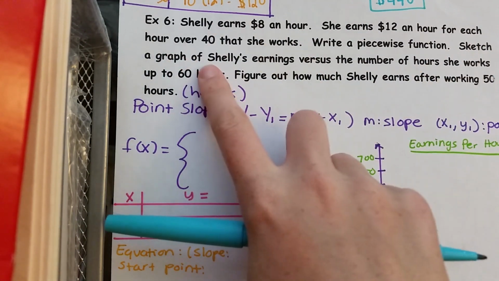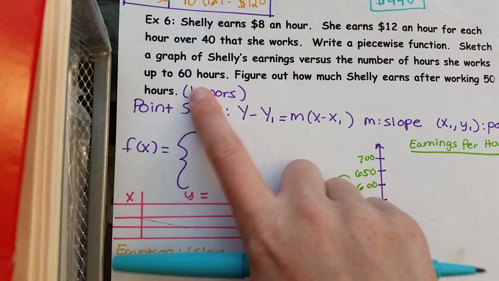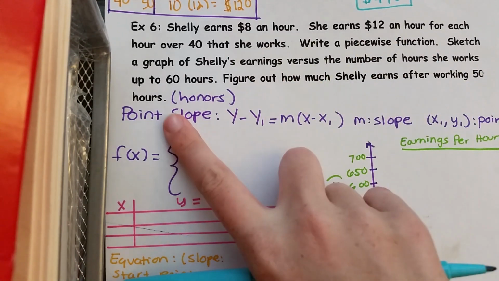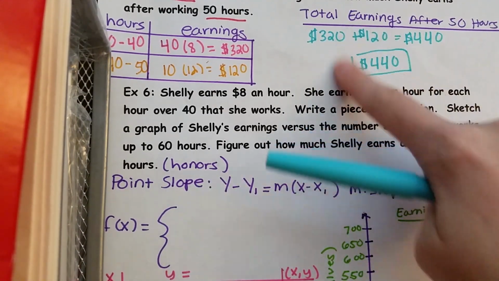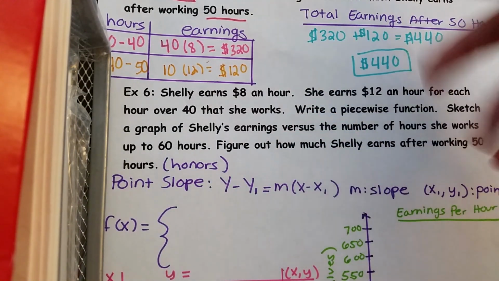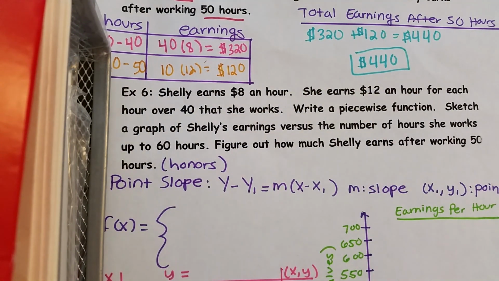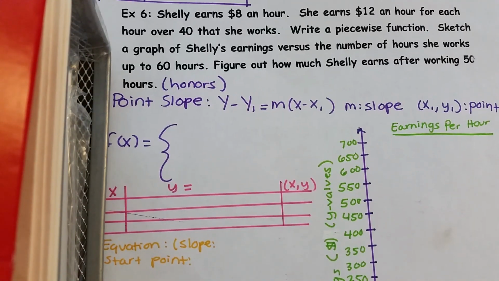After that, we're going to sketch the graph of Shelly's earnings versus the number of hours she works, up to 60 hours. And then we're going to figure out how much she earns after working 50 hours, which technically we already did. We already know that. So we're going to keep that number in the back of our mind. And if we did the problem correctly, we should end up with the same answer as up here. So let's get going.